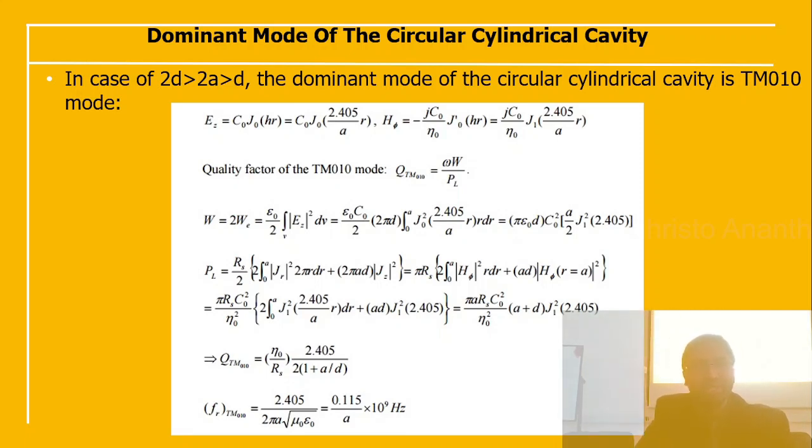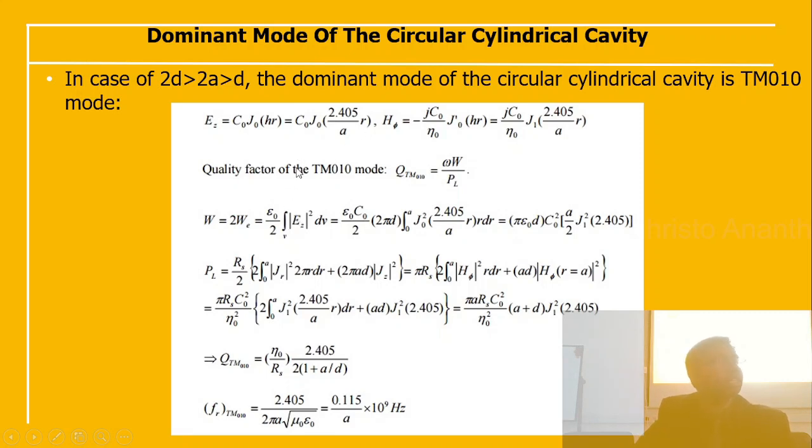Here TM010. So we will be calculating the EZ value, E naught J naught of HR, that you can substitute with the value, and you will identify H phi, minus j E naught by eta naught, J naught dash of HR, which is equal to j E naught by eta naught, J1 of that value 2.405 by a r.